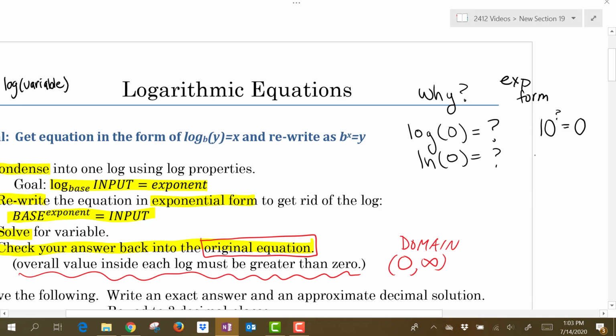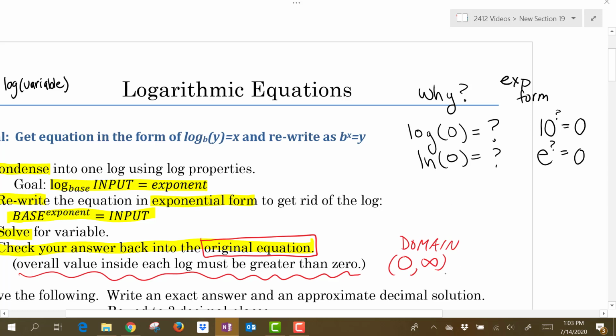Same thing with natural log of 0. The base of the log raised to what exponent is equal to the input of the log. We again have a positive base. There's no way that I can raise that positive base to any power to obtain 0. So there's no solution there.